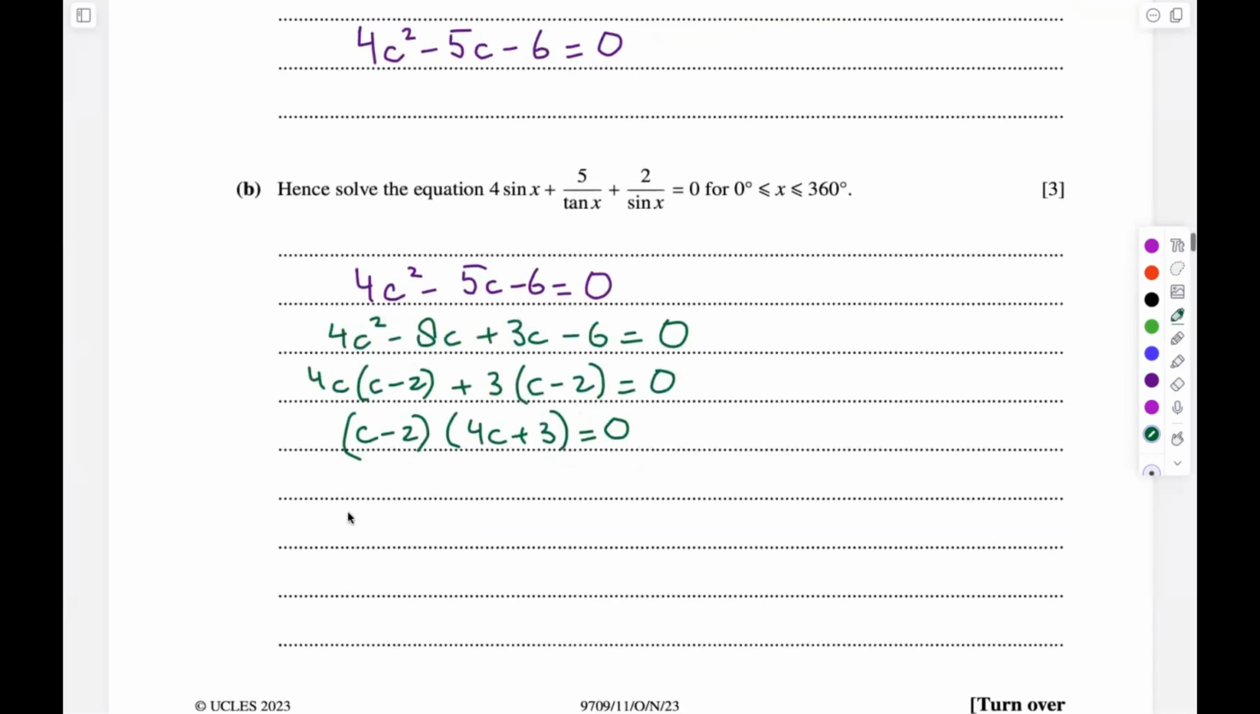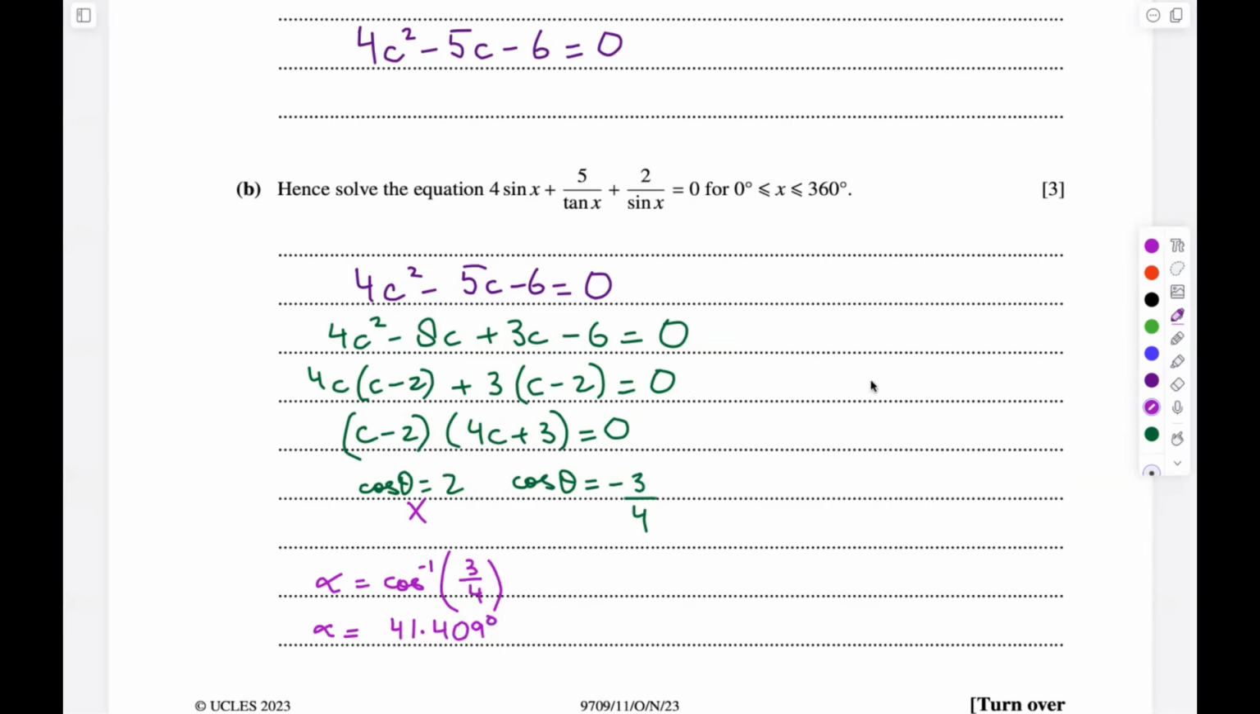So finally, cos theta is equal to 2 and cos theta is equal to minus 3 upon 4. Now, as cos cannot be greater than 1 or less than minus 1, we'll reject cos theta equals 2 as it will give no solutions. Now for this, first we'll find the basic angle. So the basic angle will be cos inverse of 3 upon 4. Substituting this in the calculator, we'll get 41.409 as the basic angle. So this will become 41.409 degrees.